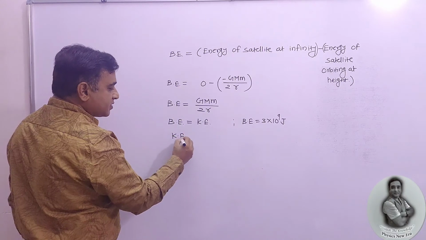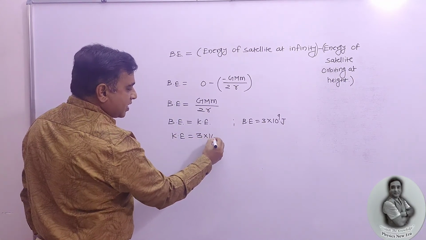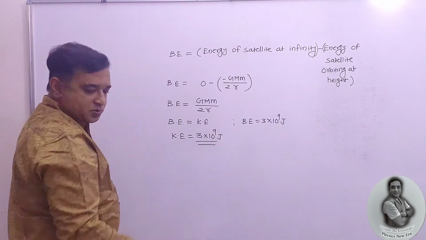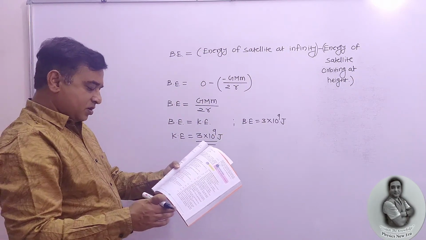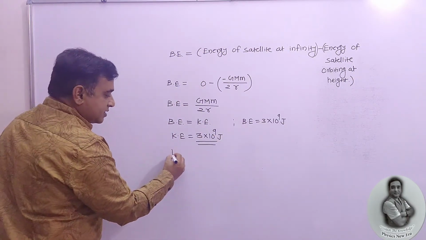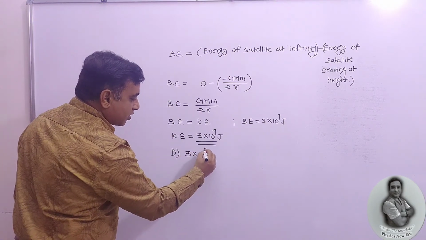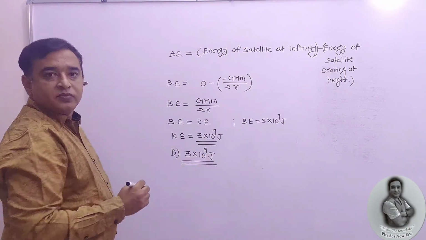We need to calculate this. So kinetic energy is equal to binding energy. So the expected answer is 3 into 10 raised to power 9 joule. Which option is that? Let us check that option. That is option number D. D is 3 into 10 raised to power 9 joule. This is your answer. Thank you.